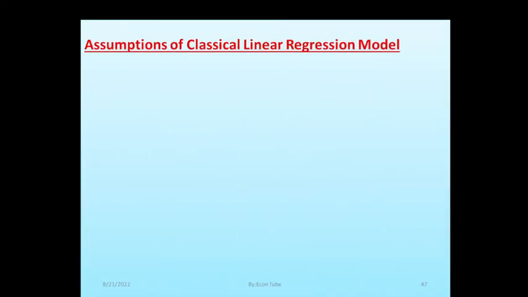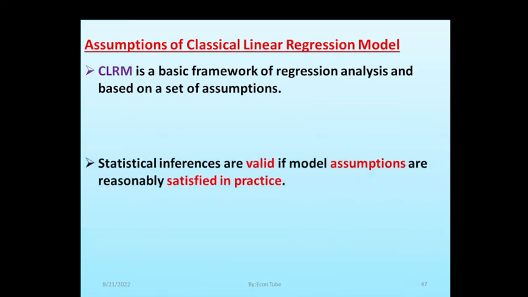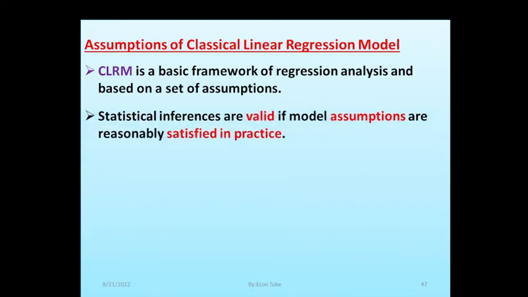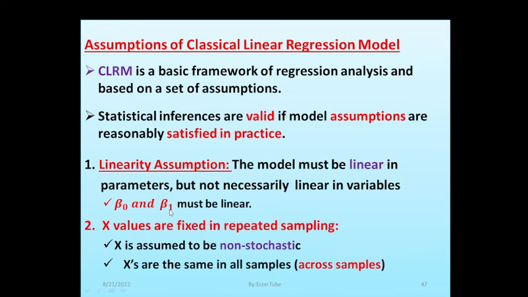Assumptions of the classical linear regression model, or CLRM, are the foundation of linear regression models. First, the basic framework of CLRM for regression analysis is based on a set of assumptions, because statistical inferences are valid if the model assumptions are reasonably satisfied in practice. First, the linearity assumption. The model must be linear in parameters, but not necessarily in variables, so beta naught and beta 1 must be linear.